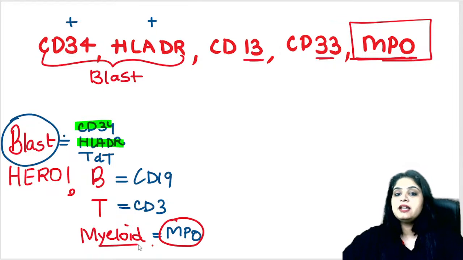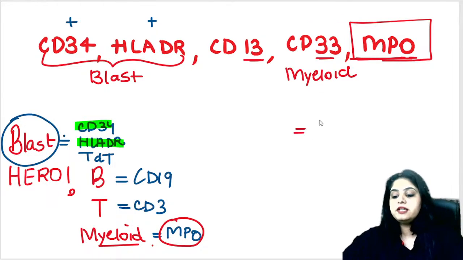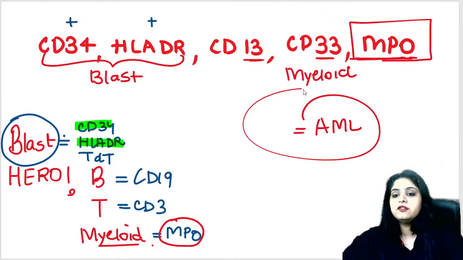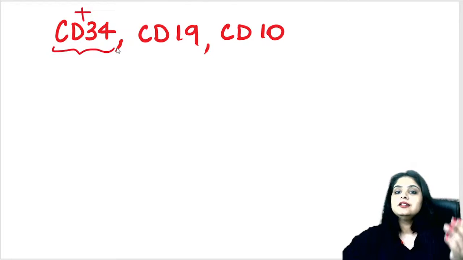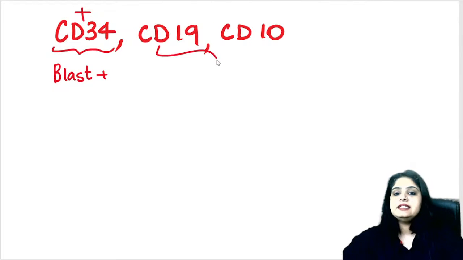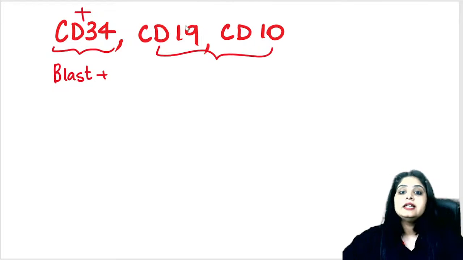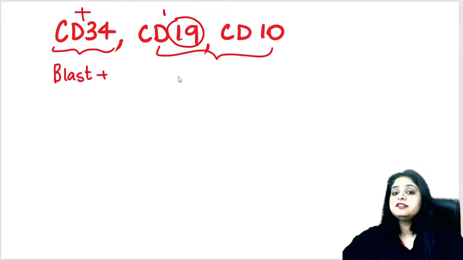Myeloperoxidase is the hero of the myeloid lineage. So what kind of blasts are these? Myeloid blasts. What is the diagnosis? Very good. This is a case of AML. Let's practice one more, we'll get more confidence. Okay, look at this one. CD34 positive. What is the interpretation? CD34, HLA-DR, TDT. Ma'am, it is definitely a blast. It is a blast. And 19 and 10, these are B cell markers. But find the hero. Is the hero there? Yes, the hero is there. 19 is the B cell blast.